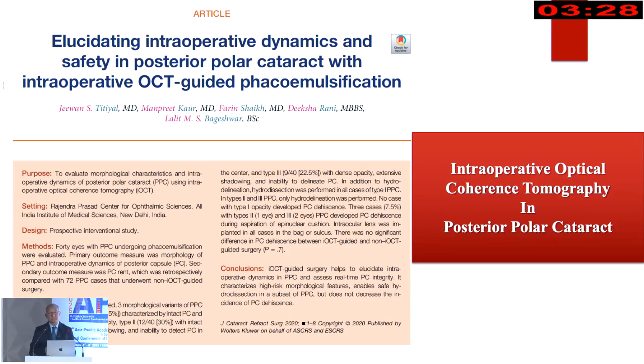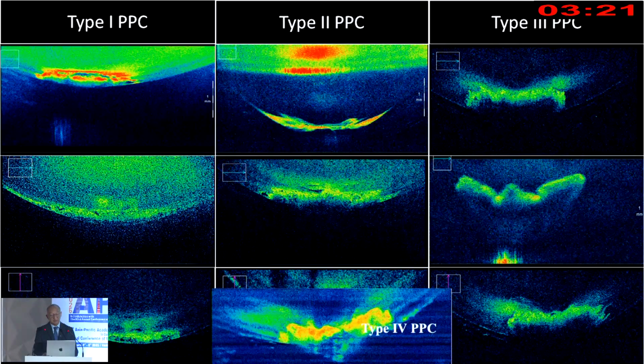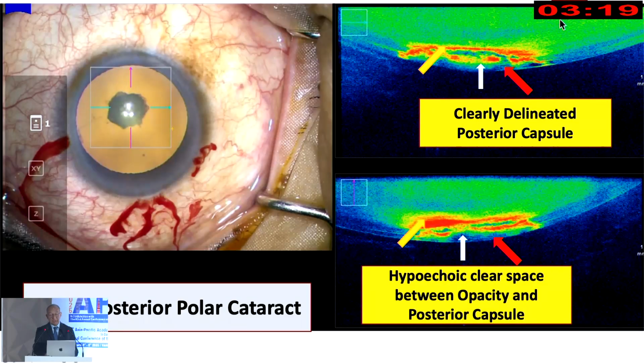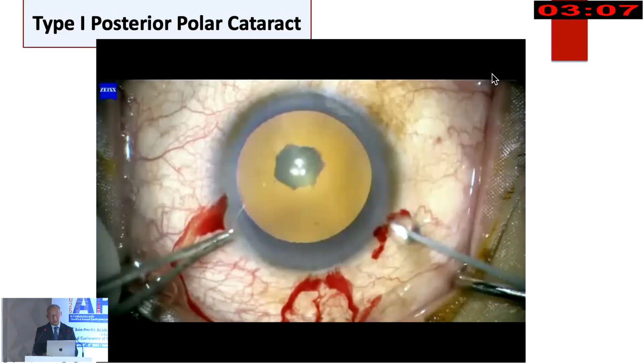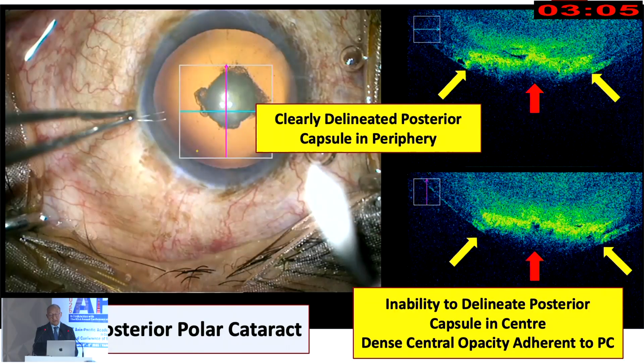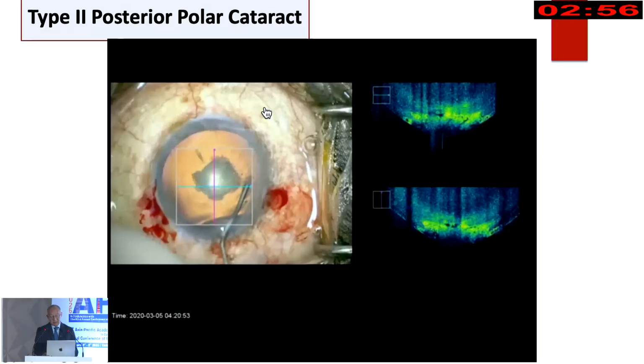Similarly, we had more than 40 patients where we did an intra-op OCT guided classification in a similar way, where we looked into the clarity or delineation of the posterior capsule underneath the disc of a posterior polar cataract. If you could delineate the capsule centrally also, this is type 1. And if you could not delineate the central area, that is type 2; the periphery could be delineated. And this all depends on the size and the thickness of the posterior polar cataract in the central area also.